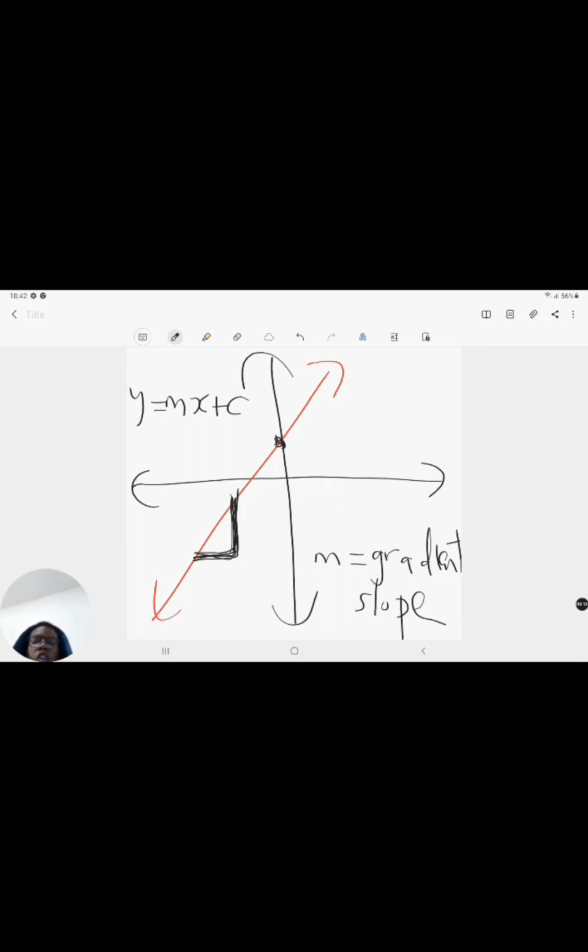I think a simple way for me to explain this would be: how do you know if you have a big slope or a small slope? The longer that side is, or the higher that side is, the bigger your slope. I think that's an easy way to remember it. The higher that side is, the bigger your slope, and the shorter it is, the smaller your slope.